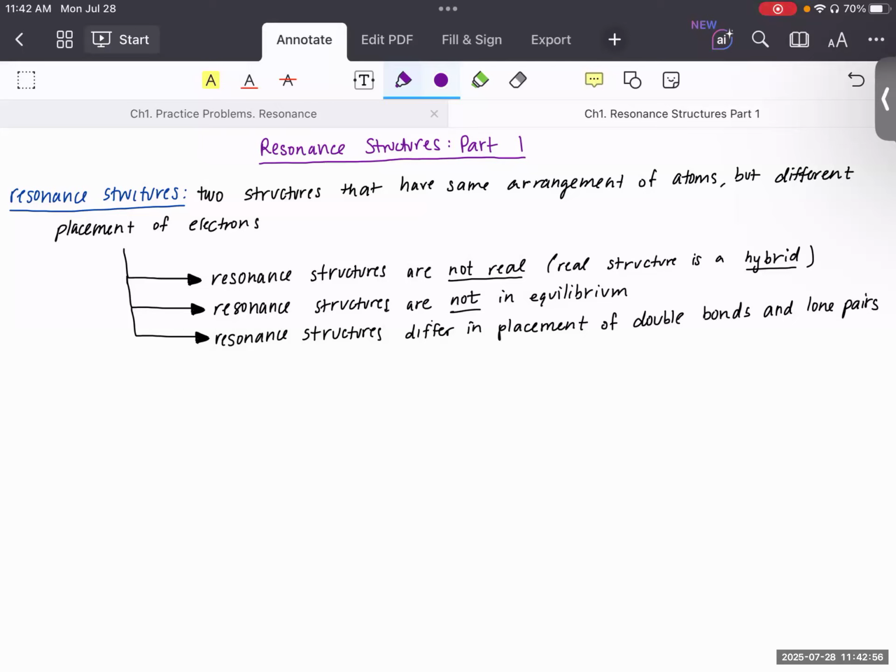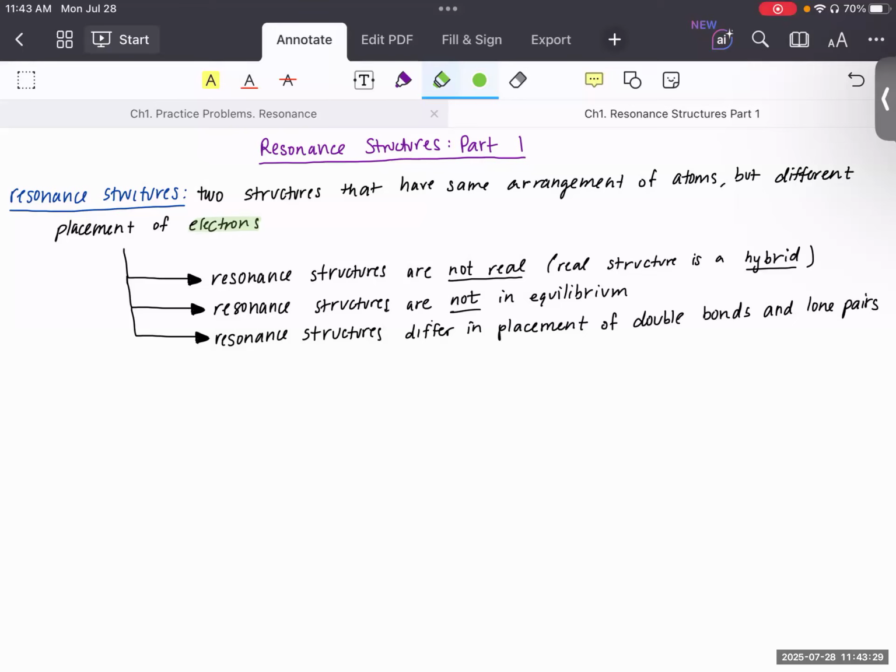So resonance structures are two structures that have the same arrangement of the atoms, but a different placement of electrons. And so at no point should you be moving any atoms within your drawing. The only thing that should be different is how electrons are represented. A few things to keep in mind is that resonance structures are not real. They're just different representations of the possible states that electrons can be found in within a structure. And so the real structure is some hybrid of all of those resonance structures.